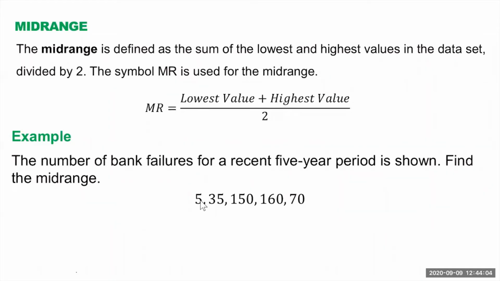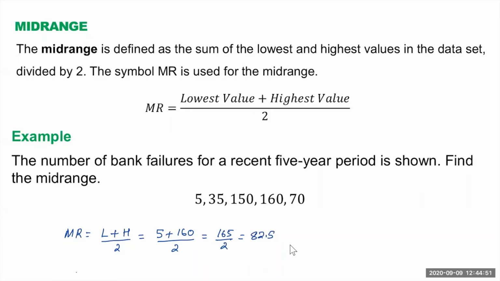Example, the number of bank failures for a recent 5-year period are shown here. We have to find the mid-range. So whenever you are calculating the mid-range, you want to find the lowest value, find the highest value, add them together and divide it by 2. So here in this data set, the lowest value is 5. The highest value is 160. And you are dividing that by 2. So if you add those two, it is 165 divided by 2, which is 82.5. So the mid-range is 82.5.